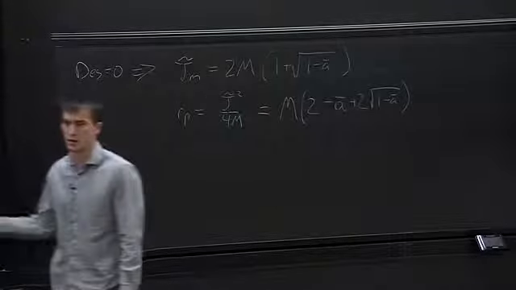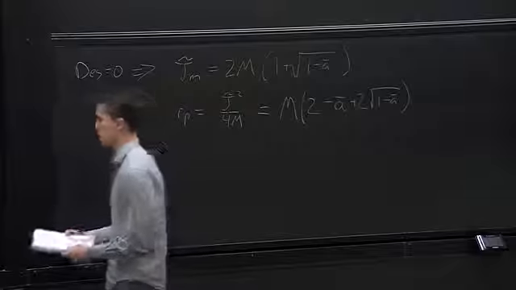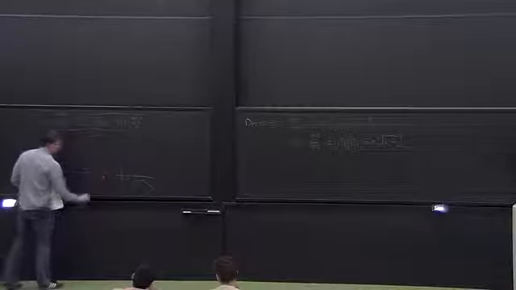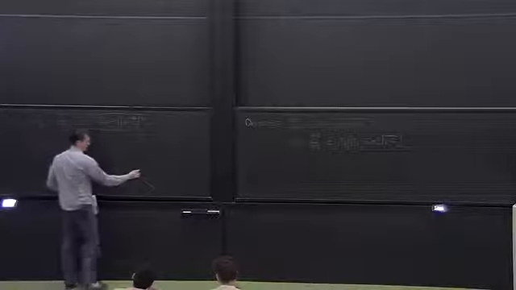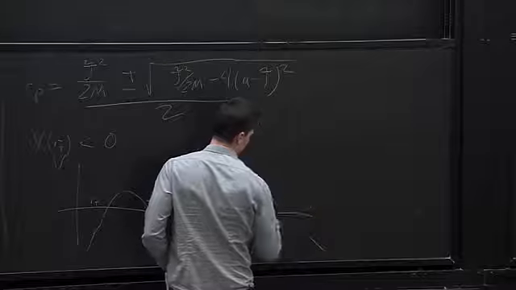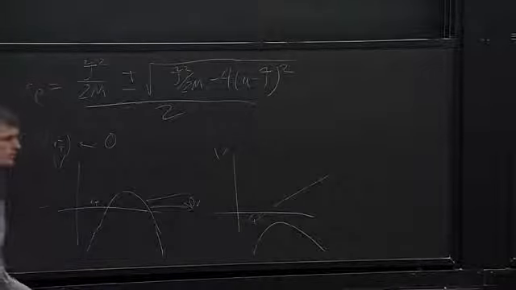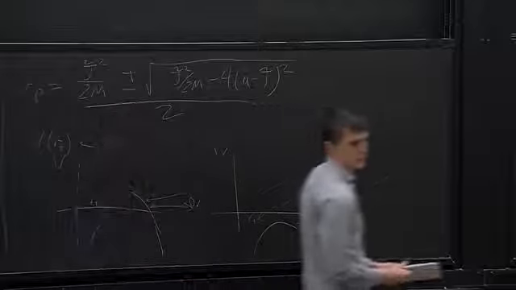It's the dividing line between orbits where we can come in from infinity, go to a finite value, and then go back outwards, versus just coming in from infinity and falling all the way to the black hole. Any questions about that?